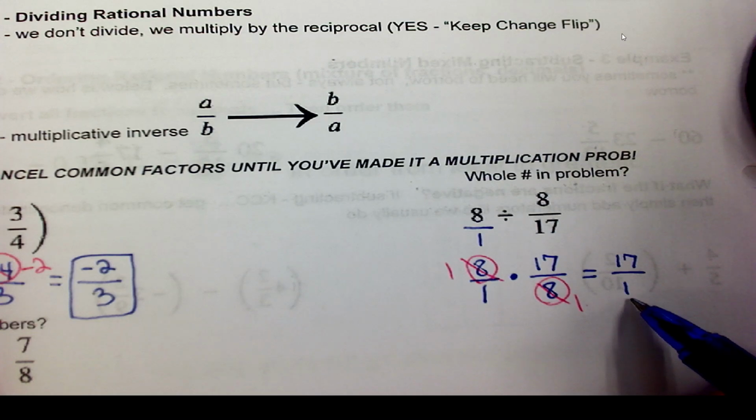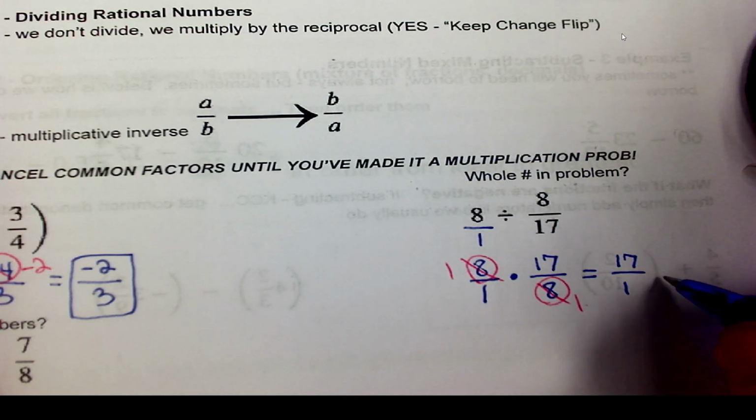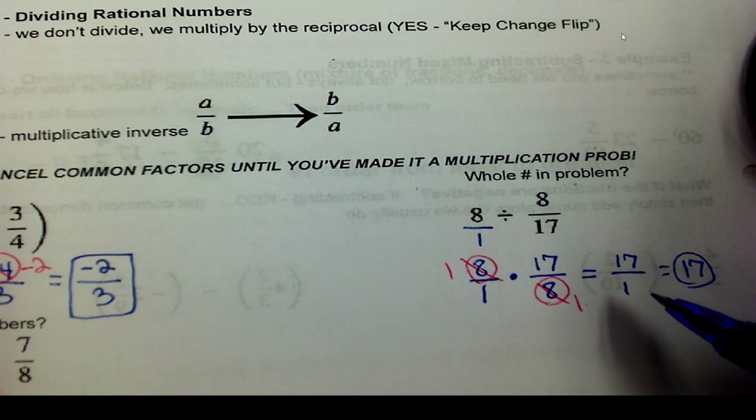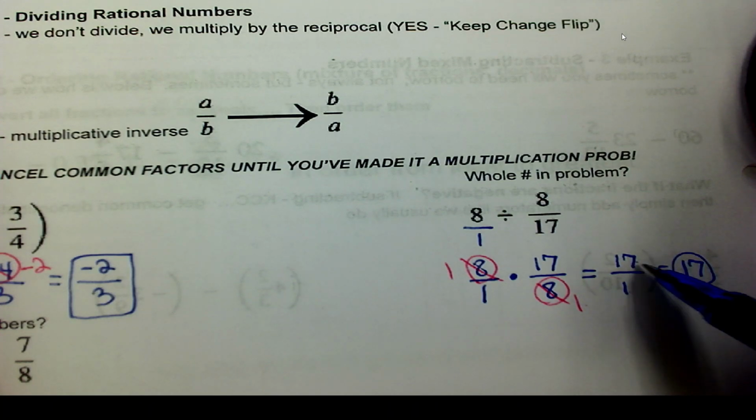And look, this is an improper fraction, but look, 17 over 1 is the same thing as 17. Okay? That's all that it is. Or in other ways, how many times can 1 go into 17? It goes in 17.